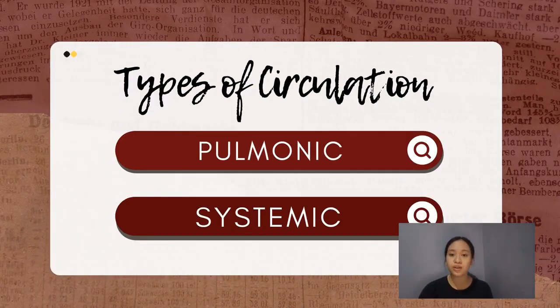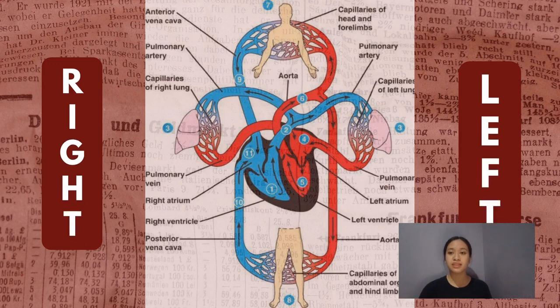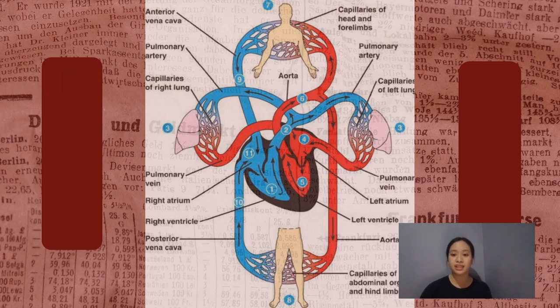As we all know, there are two types of circulation, namely pulmonary and systemic, which I will explain in the next slides. In this illustration, we can see that pulmonary circulation begins at the right ventricle and systemic circulation begins at the left ventricle.